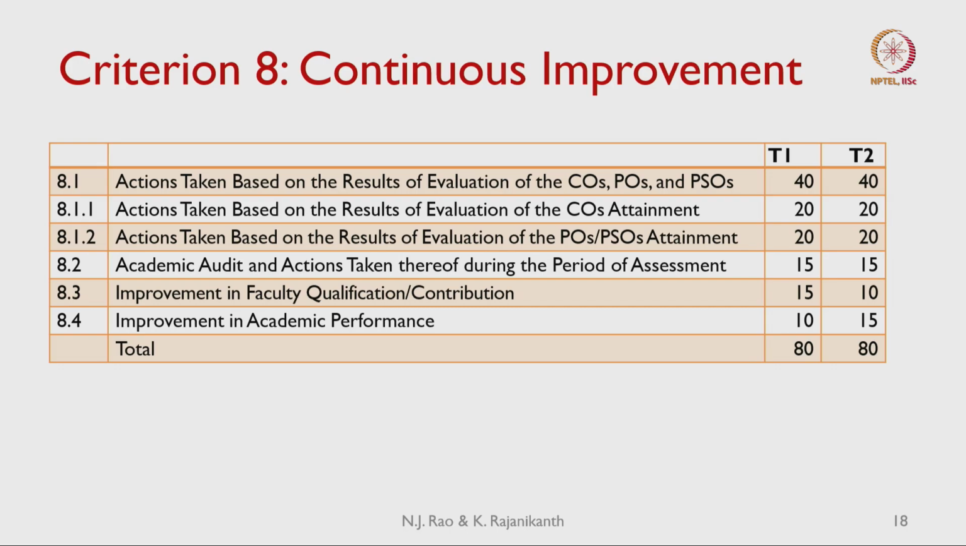So, that is an extremely important one, that comes in the criterion 8. Then academic audit and actions taken thereof during the period of assessment. It is very important that every institute has a regular and periodic audit of all its academic activities. So, we discussed in detail what can be the unit of academic audit and what can be the features of such an academic audit. Then improvements in the faculty qualifications and contributions, then improvements in academic performance. So, that is the continuous improvement.